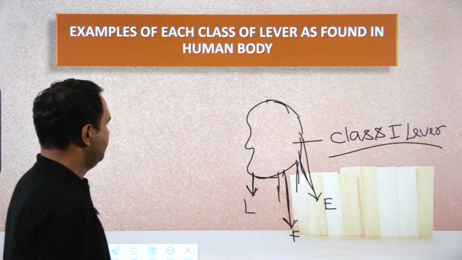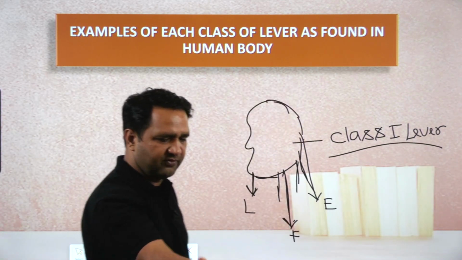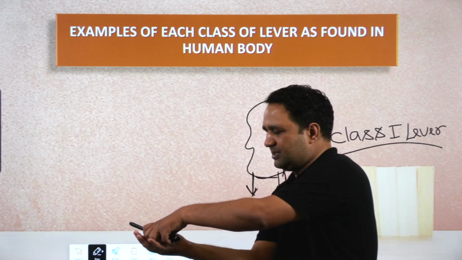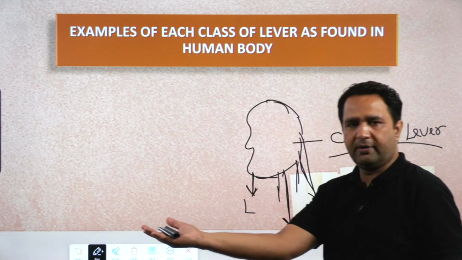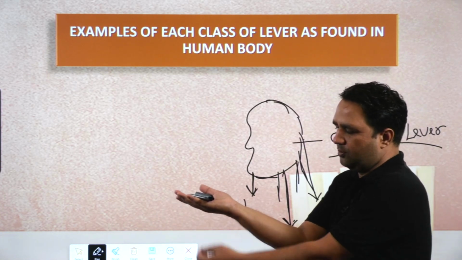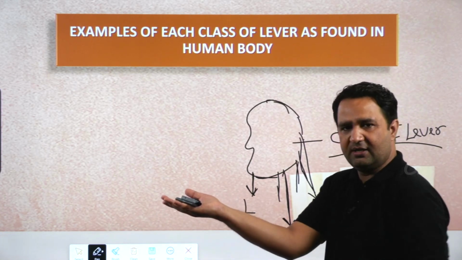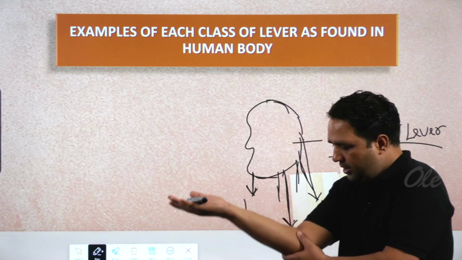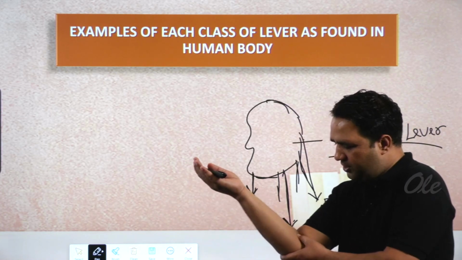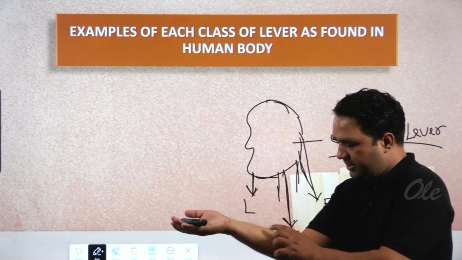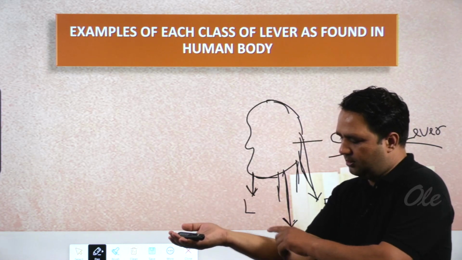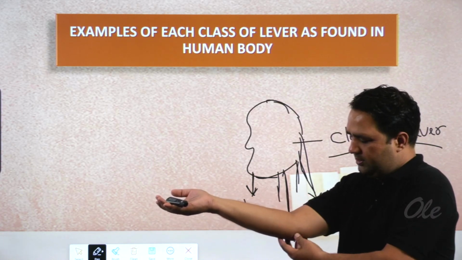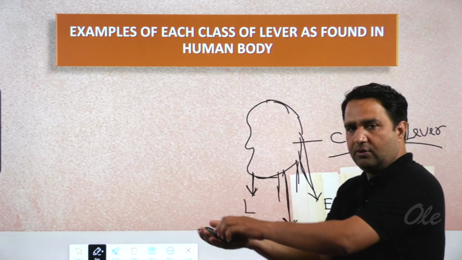See another example. Suppose I am keeping some weight on my hand. This is my hand and I am keeping this load on my hand. So of course this is the load point. It is fixed here, and when I am trying to pull it or uplift it, then I am applying force from here. So this is the effort point. This is fulcrum and this is load.